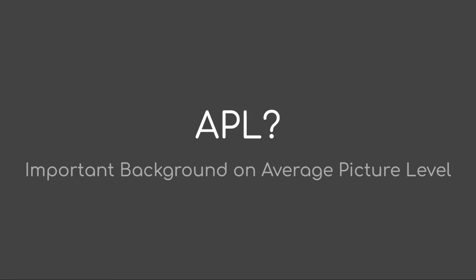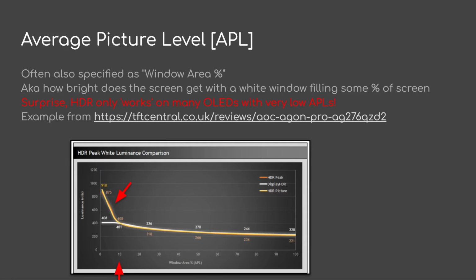Alright, so let's shift gears and talk about average picture level. Average picture level is often specified as window area percentage. It's talking about how bright does the screen get with a white window filling some percentage of the screen. Surprise, HDR works on many OLEDs only at very low APLs. In fact, you have to be substantially low to get up to anywhere close to the peak brightness.